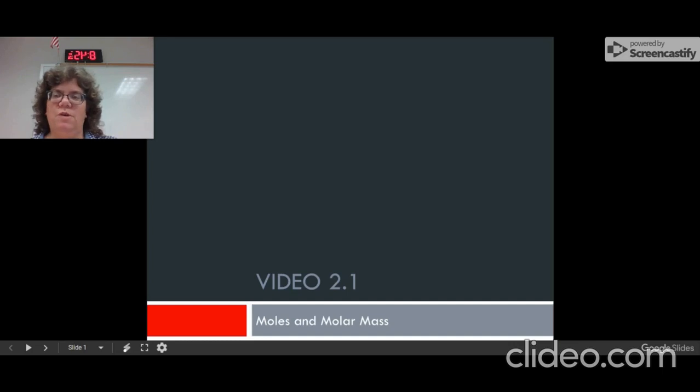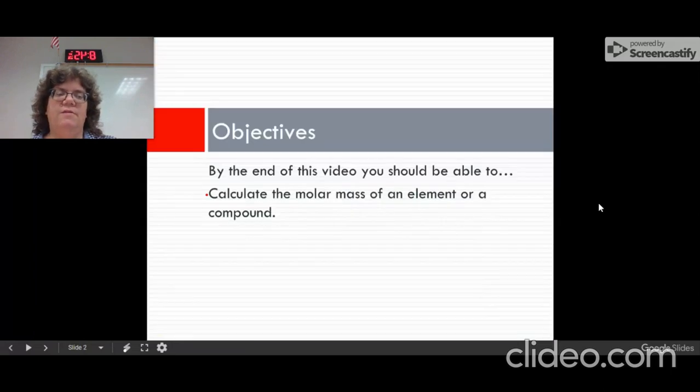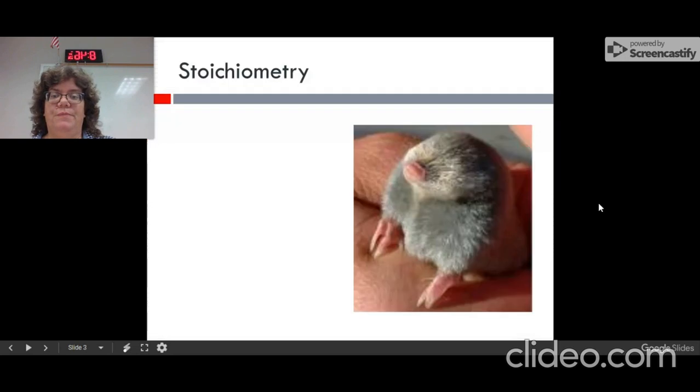Welcome to Unit 2, which is all about the moles and how to calculate something called molar mass. By the end of this video, you should be able to calculate the molar mass of an element or a compound. If you don't remember what an element or a compound is, make sure you look back in Unit 1 and determine what those are before you go forward.